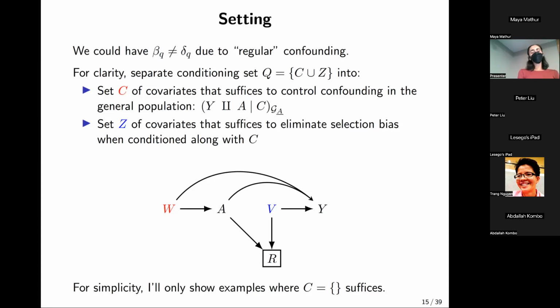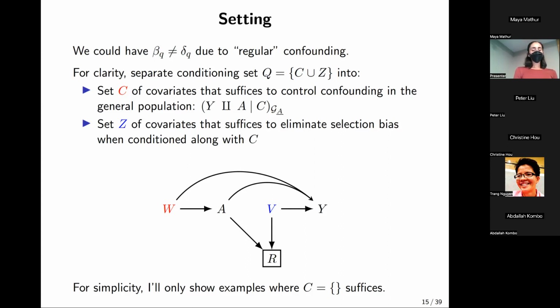And so for clarity, we're going to think of this conditioning set Q as being composed of two different sets of covariates, C and Z. So C are covariates that suffice to eliminate confounding in the general population. So we can think of this as covariates which, if we didn't have this conditioning on selection, we actually had the general population, C is covariates that would suffice to eliminate confounding in that analysis prior to any selection. So for example, we could pick them using the familiar common cause principle for confounding or something like that.